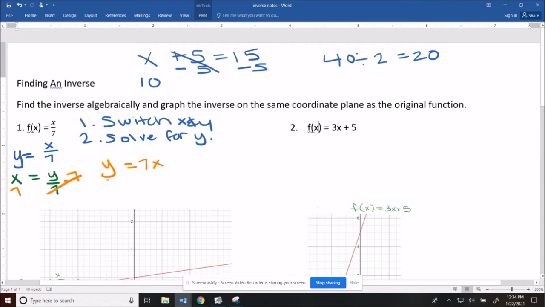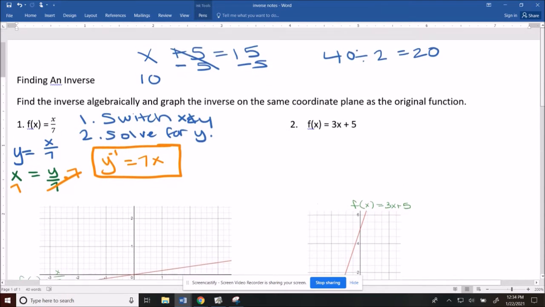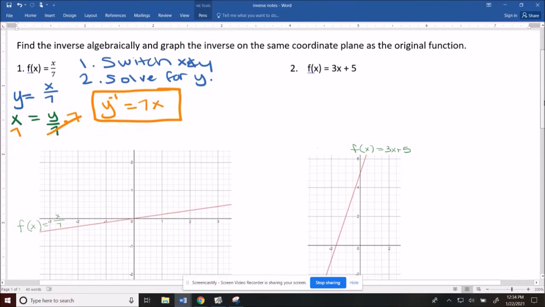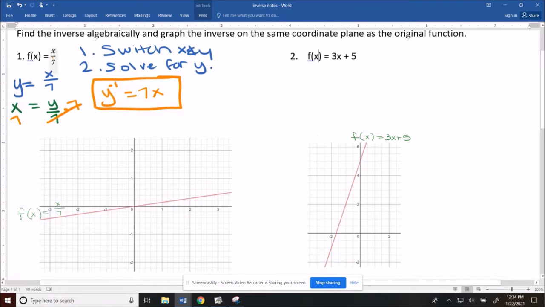Now I don't just write y because this y and this y are different y's. You'll see when I graph it, they're not the same. So I put this little -1 up here in the corner to indicate that that's the inverse. So an inverse is kind of like a cousin. Like they're related, they have some things in common, like they both have a 7 and they have an x, but they're a little bit different because this one has division and this one has multiplication.